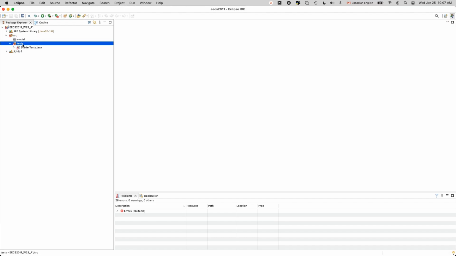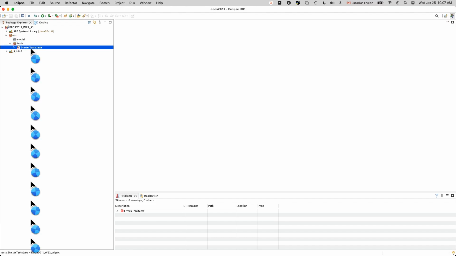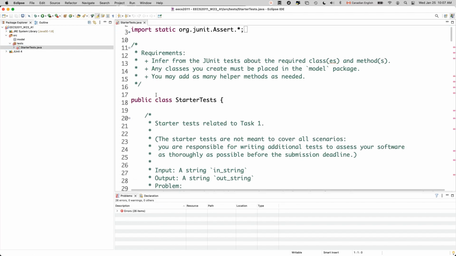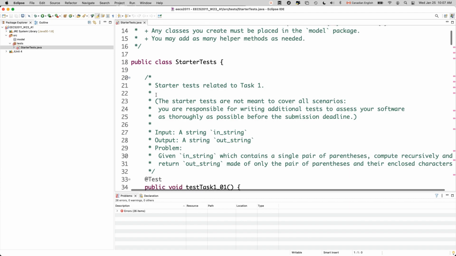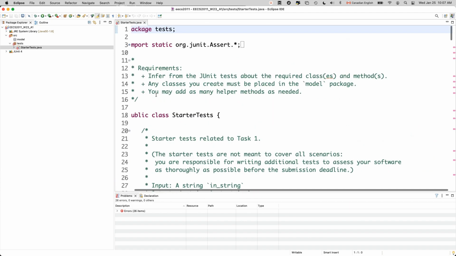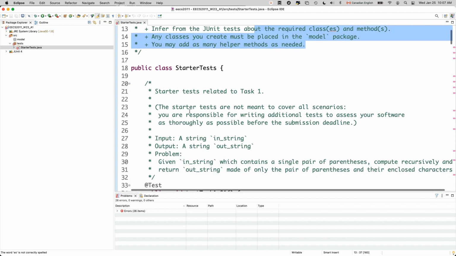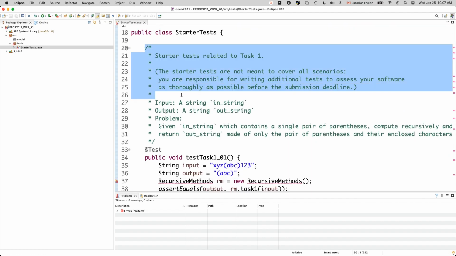And under the tests package, there's one class there for the JUnit test. If you click on that, you can read it through. The comments there say everything about what you should know, about the requirements, about the input and output. Remember how we define a computational problem. You got to specify the input and the output, right? You don't need to worry about putting Javadoc. It's not required for this course.